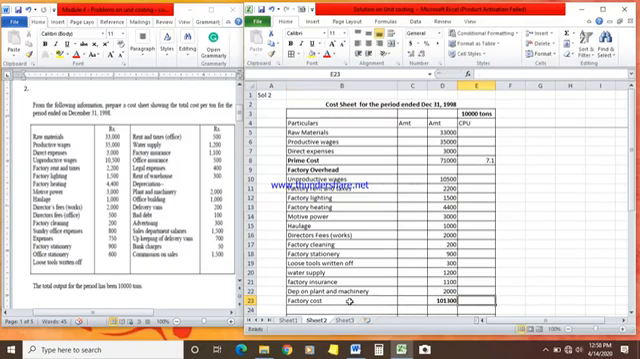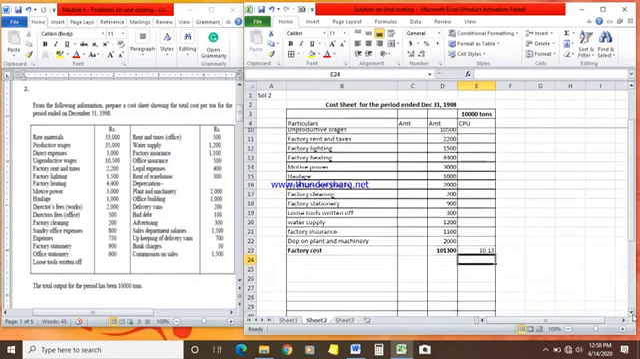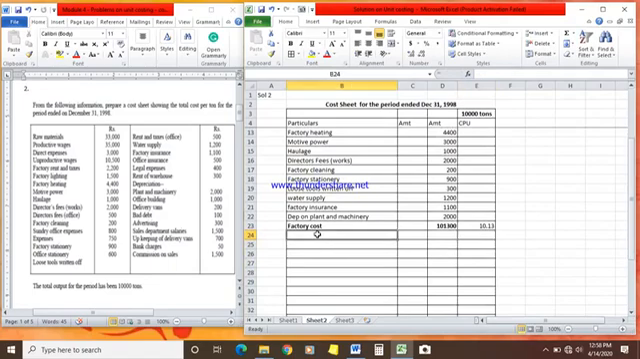Again, this particular factory cost is going to be divided by the number of tons, that is 10,000. So you get 10.13 per ton. Then we move on to administrative overhead. So under the administrative overhead, let's look into which are the items.